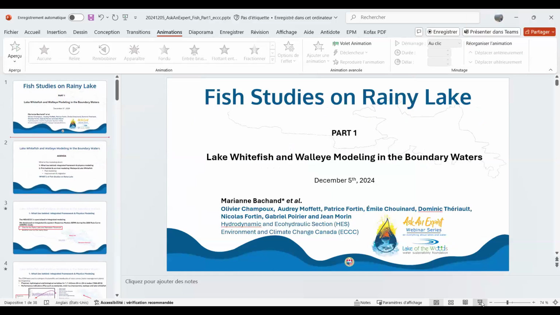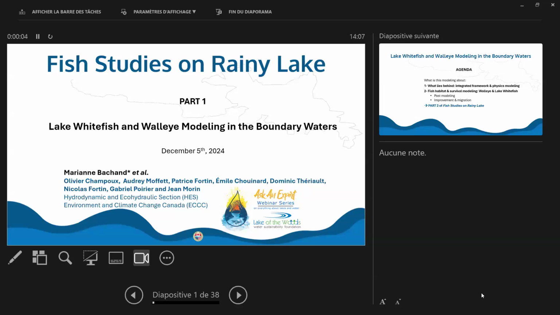All right, great. So good afternoon, everyone. It's always a pleasure to go back, even virtually, to Rainy Lake and Namakan Reservoir. So I'm happy today to introduce you to the work that was done by our team in Quebec City to model the spawning habitat of 2 fish species.